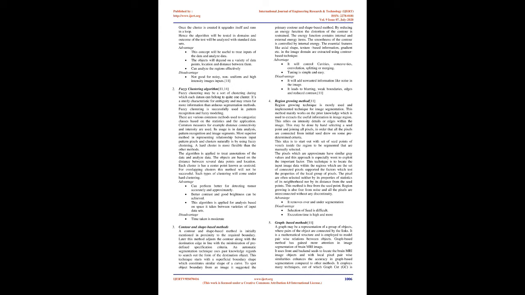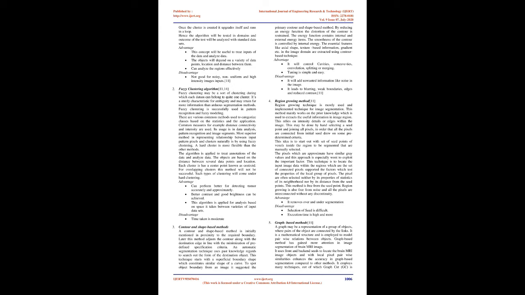2. Fuzzy clustering algorithm. Fuzzy clustering is a sort of clustering during which each datum can belong to more than one cluster. It is a sturdy characteristic for ambiguity and may retain far more information than hard segmentation methods. Fuzzy clustering is successfully used in pattern recognition and fuzzy modeling. There are various common methods used to categorize classes based on the statistics in the application. Common measures, for example distance, connectivity, and intensity, are used. Its usages are in data analysis, pattern recognition, and image segmentation. The most superior method in representing the relationship between input pattern pixels and clusters naturally is by using fuzzy clustering.